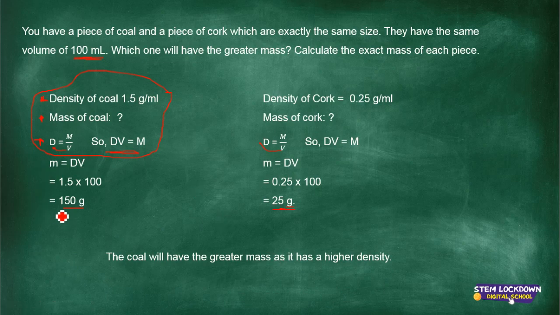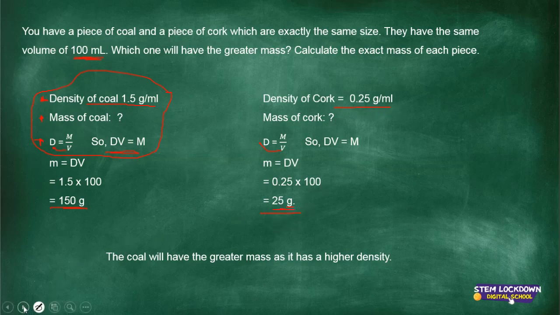So when we get our answer, we see the coal is 150 grams and the mass of the cork is 25 grams, and we come to our conclusion. Our conclusion is the coal has a greater mass as it has a higher density. You can see that the density of the coal is greater than the density of the cork.